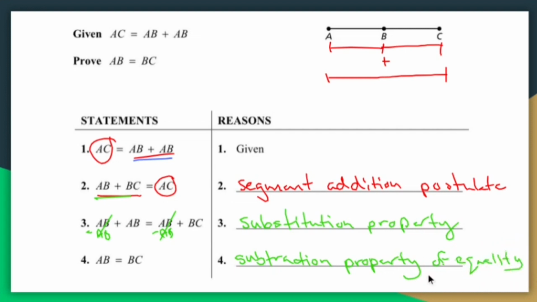Depends on what kind of teacher you have. They might be okay with you saying subtraction property. I like to write out as much as I can because it sounds a whole lot better. But this is an introduction to a 2-column proof. And with 2-column proofs, again, you're given information, you're told to prove something, and you have to go from step A to step whatever and explain what you did.